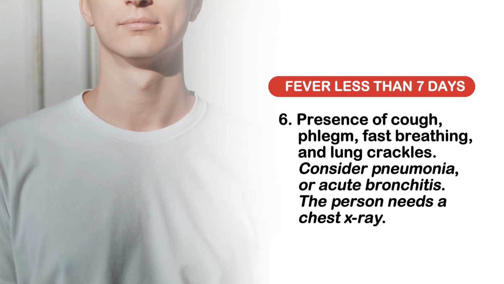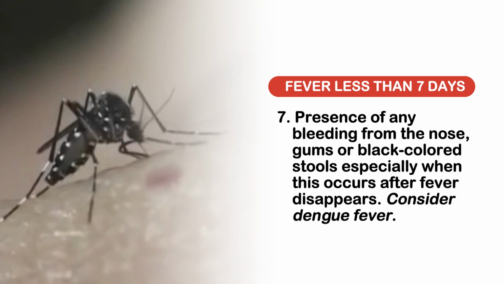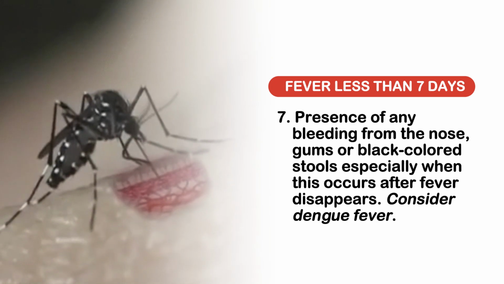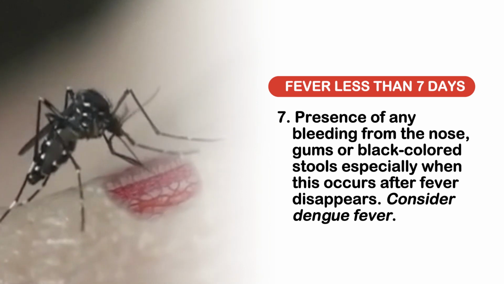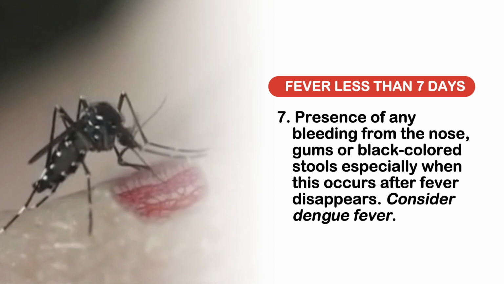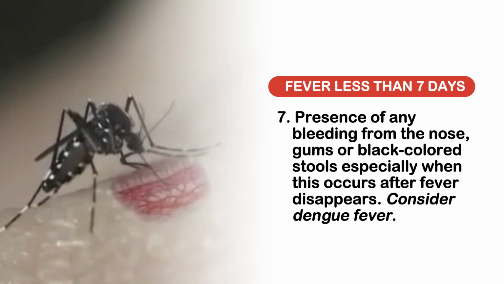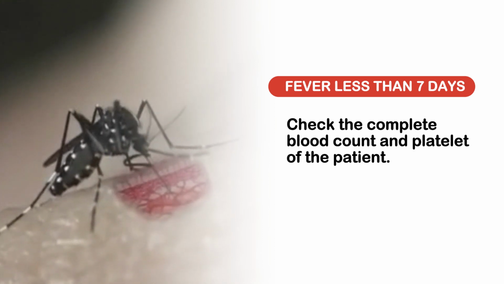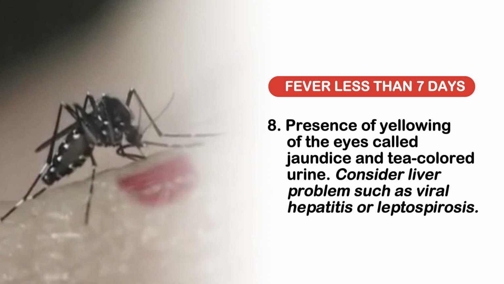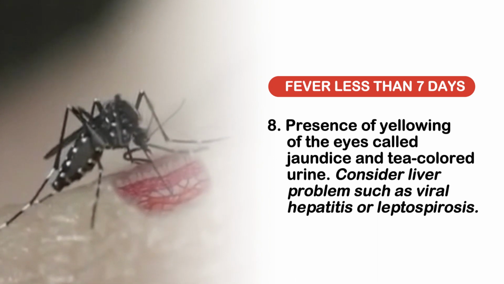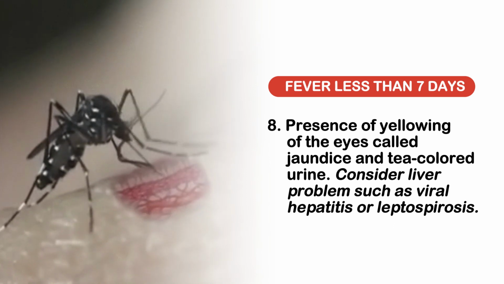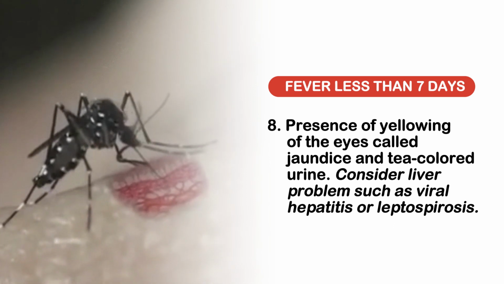The patient needs a chest x-ray. Number 7, presence of any bleeding from the nose, gums, or black-colored stools, especially if this occurs after the fever disappears. Consider dengue fever. Check the complete blood count and platelet of the patient. Number 8, presence of yellowing of the eyes called jaundice and tea-colored urine. Consider liver problems such as viral hepatitis or leptospirosis.